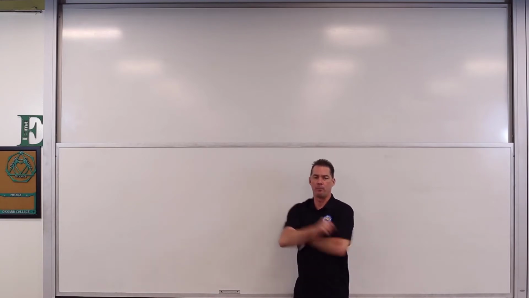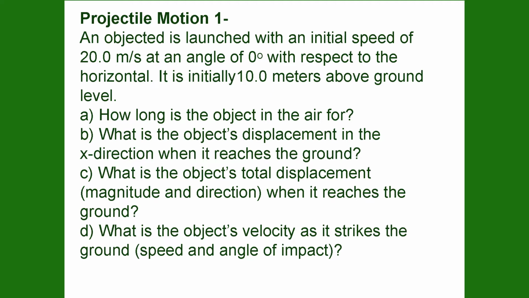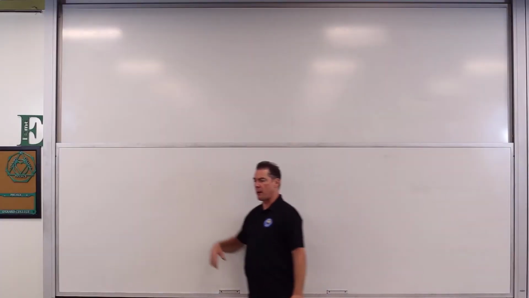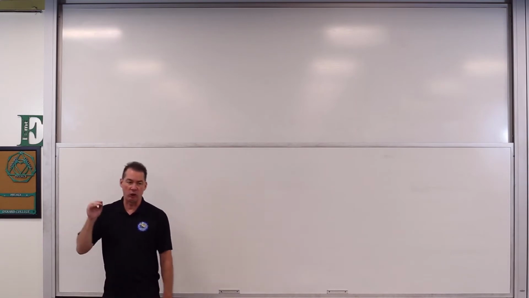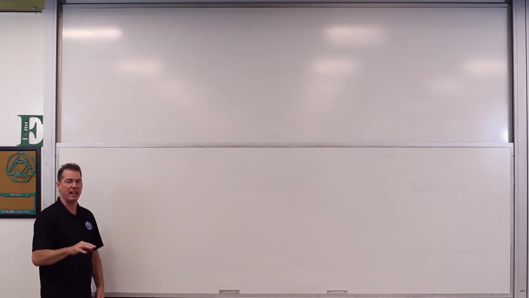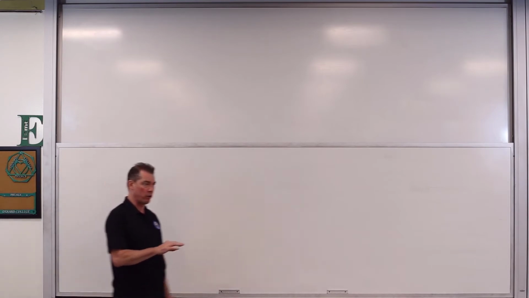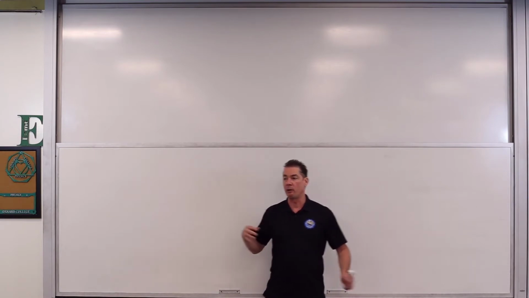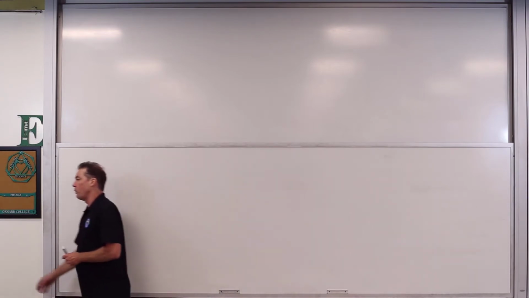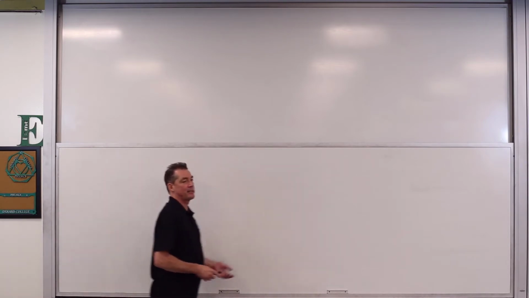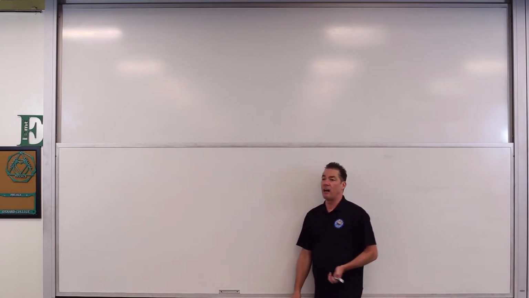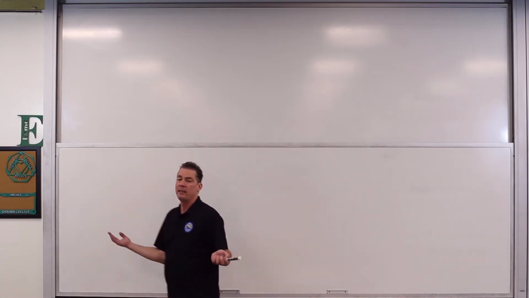So here's the problem. We've got ourselves a projectile, or an object, that is launched at 20 meters per second at an angle of 0 degrees with respect to the horizontal when it is initially 10 meters above ground level. And we want to know some things, like how long is it in the air for, what's its displacement in the x direction, what's its overall displacement by the time it reaches the ground, what's its velocity as a direction of magnitude when it reaches the ground, stuff like that.